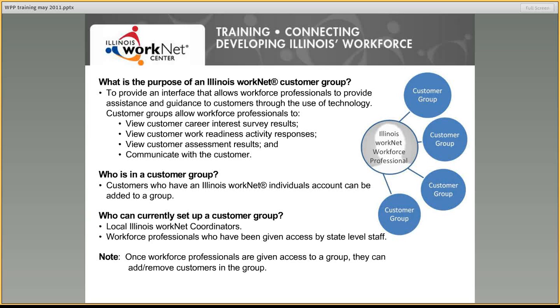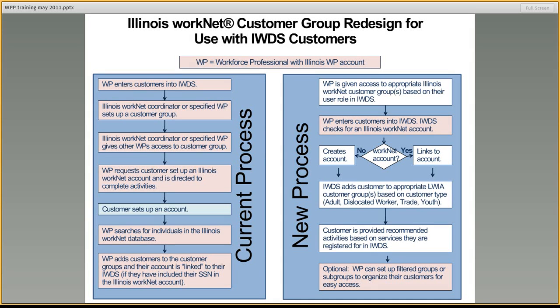An area that we're working on literally right now is the sync with the IWDS customers. So the IWDS customers will automatically be put into customer groups for your LWIA. We'll start out with universal, and then we'll be grouping them into adult, youth, dislocated worker, trade, so that people that already have access to IWDS will automatically have all these people at their fingertips through their customer groups through Illinois WorkNet. If you don't have access to them through IWDS, then you would have to use the invitation process. But if you do have access to IWDS and those customers, all that information is going to be right there at your fingertips.